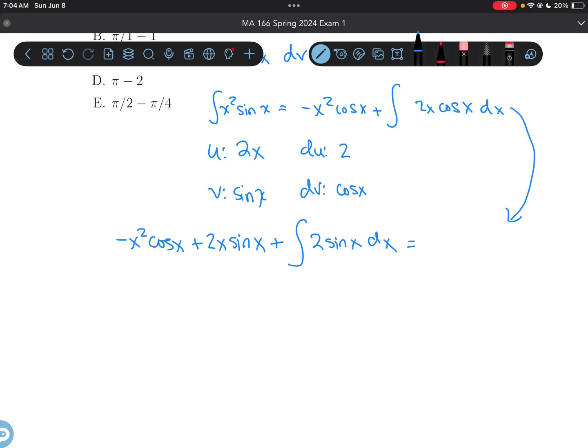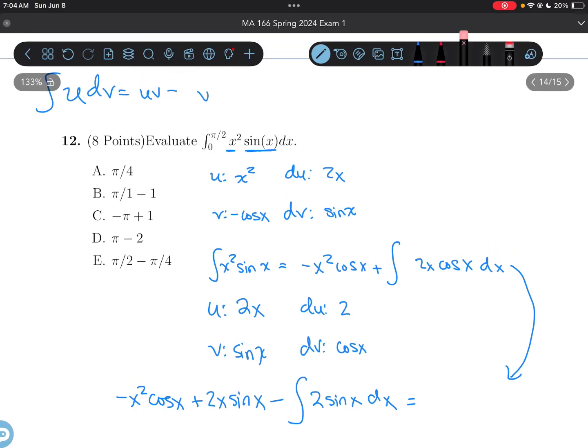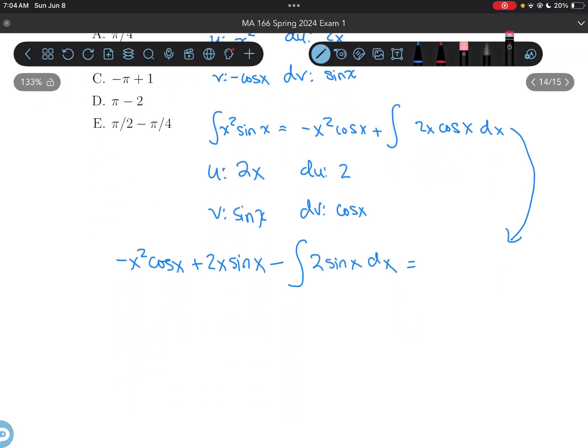That's pretty easy. It's just, oh, I made one mistake. There should be a minus sign here, because that's what we have in our formula. It's minus v du. Okay, so basically all of this is equal to negative x squared times cosine x plus 2x times sine x. And the antiderivative of sine x is negative cosine x. So this is equal to 2 times cosine x. Okay, so that's our antiderivative.